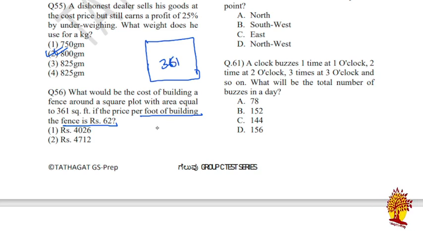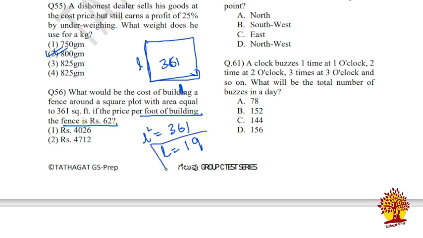What is the area of a square? Side into side. Let the side be L feet. L square is equal to 361. Then L is equal to the square root of 361, which is 19. 19 feet is L.